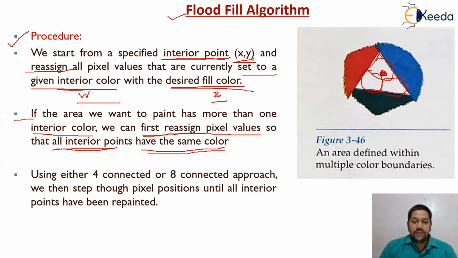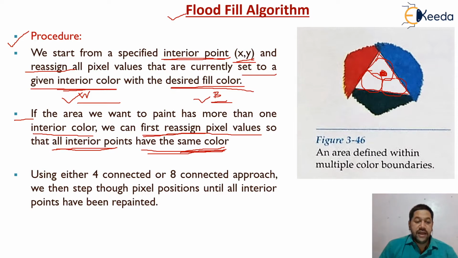Now I can find out what my interior color is. You may consider the interior color as a background color, and then I want to fill it with the desired color. So that is what we have to do. Once we have assigned that all the interior colors or pixels are of the same color, for example all my interior colors are white, now I want to fill it with the brown color, or the desired fill color.